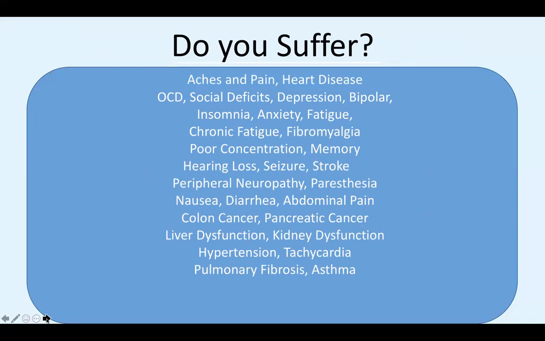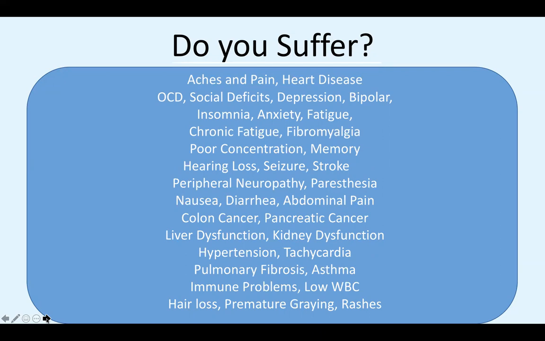And as you can see, there are so many different conditions that are related back to this variant. I mean, aches and pains, heart disease, depression, liver dysfunction, pancreatic cancer, hypertension, tachycardia. I mean, autoimmune problems, anemias, deficiencies in folate and B12. There's so many things associated with this variant that relate back to your health, that if we don't know about this variant, we can't address it.